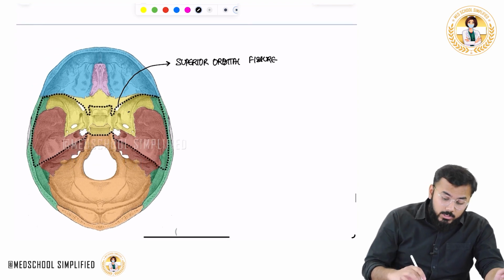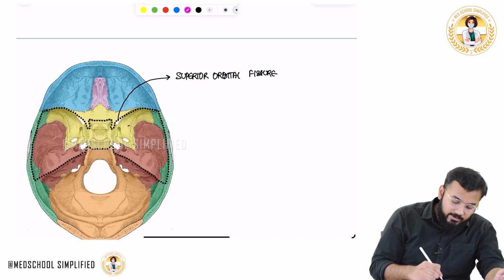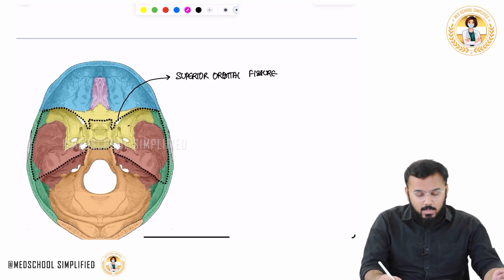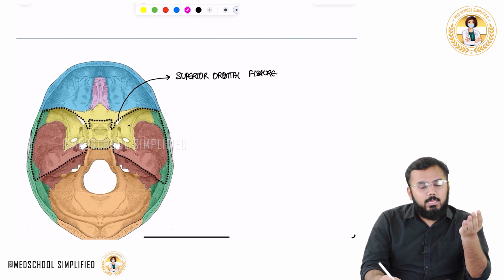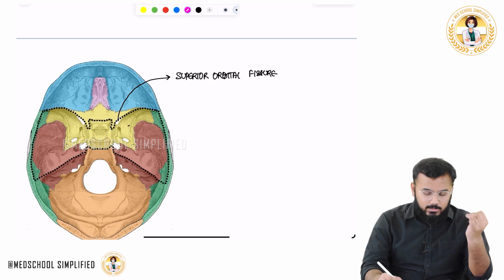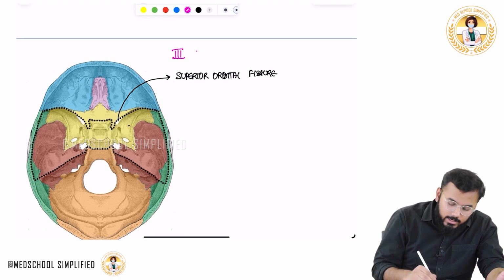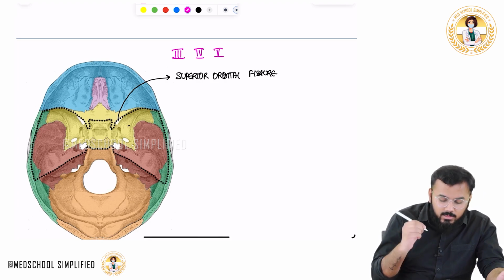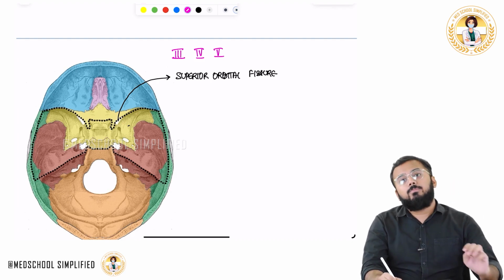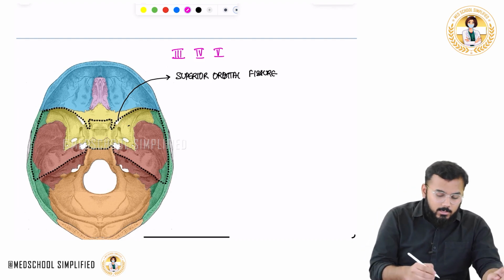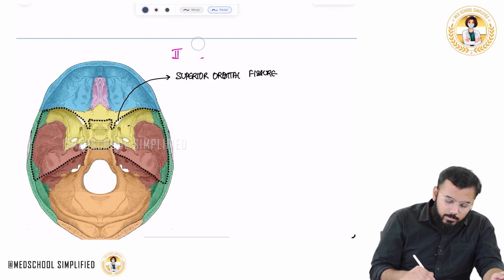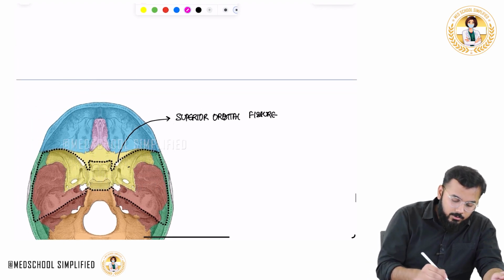Now, through this superior orbital fissure, what are the different cranial nerves that are coming inside? One is cranial nerve number 3, cranial nerve number 4, cranial nerve number 5, cranial nerve number 6. 3, 4, 5 and 6. Within the fifth pair of cranial nerve, there are 3 more nerves. Okay, so let me write it like this completely so that it would be very clear for you.